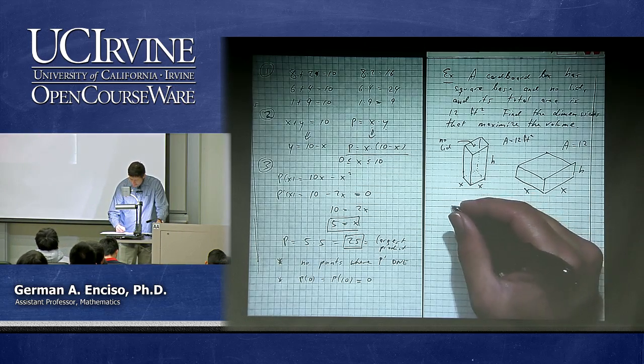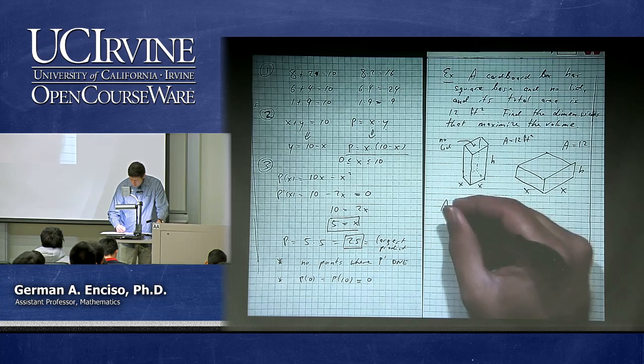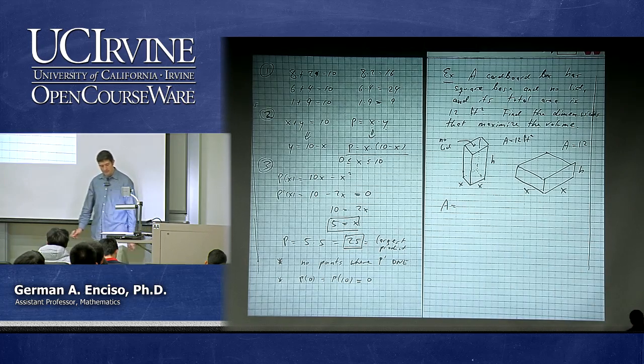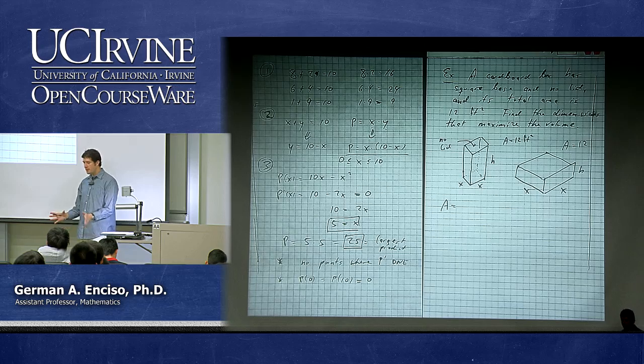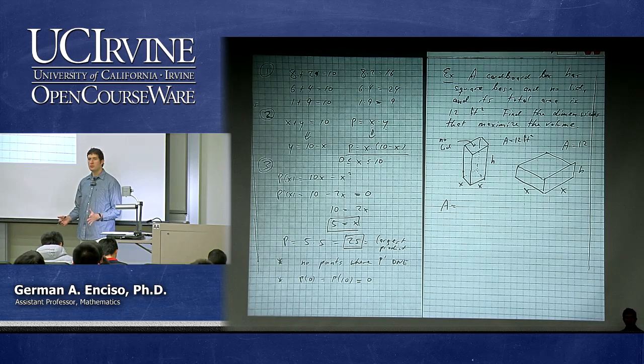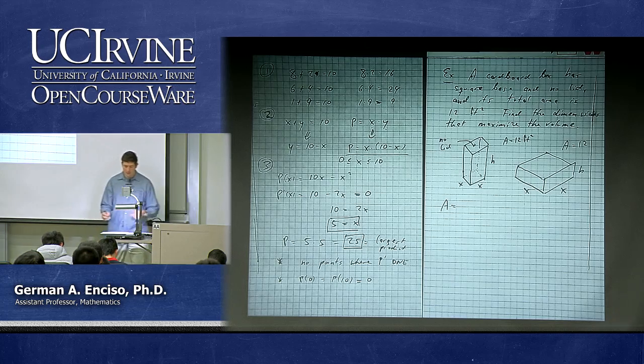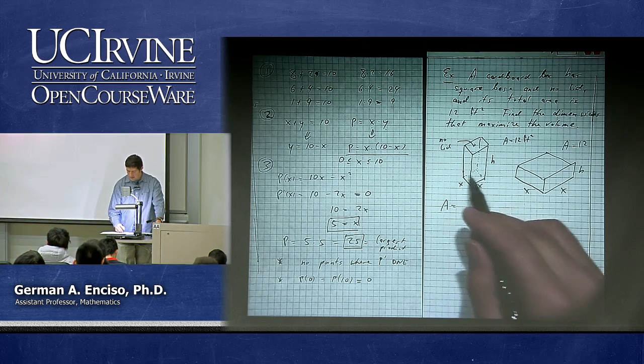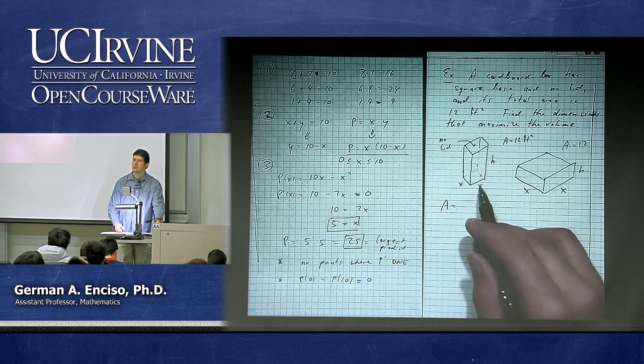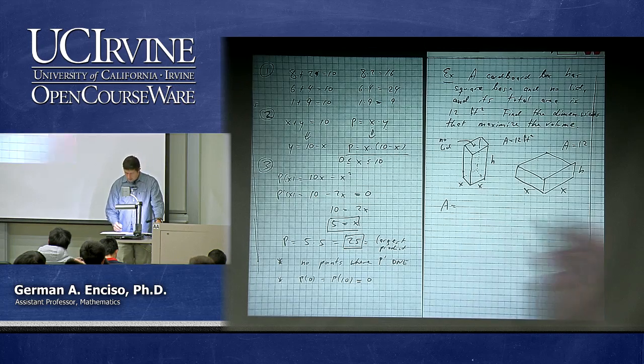What is the total area of the box? Total area meaning the sum of all the sides that are being used. Remember, it has no lid, so it's only the 4 sides and the bottom, right? Okay, what is the total area?